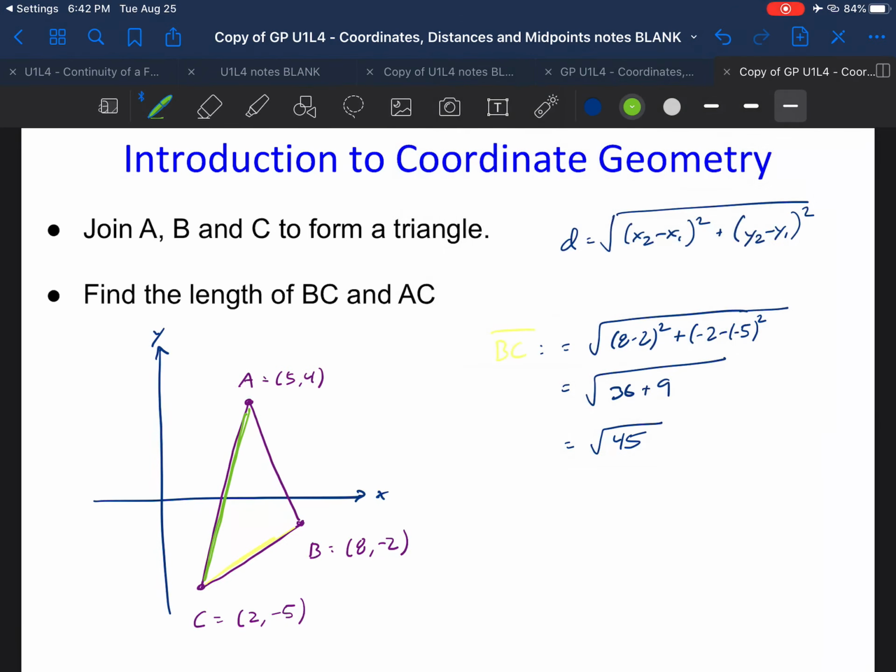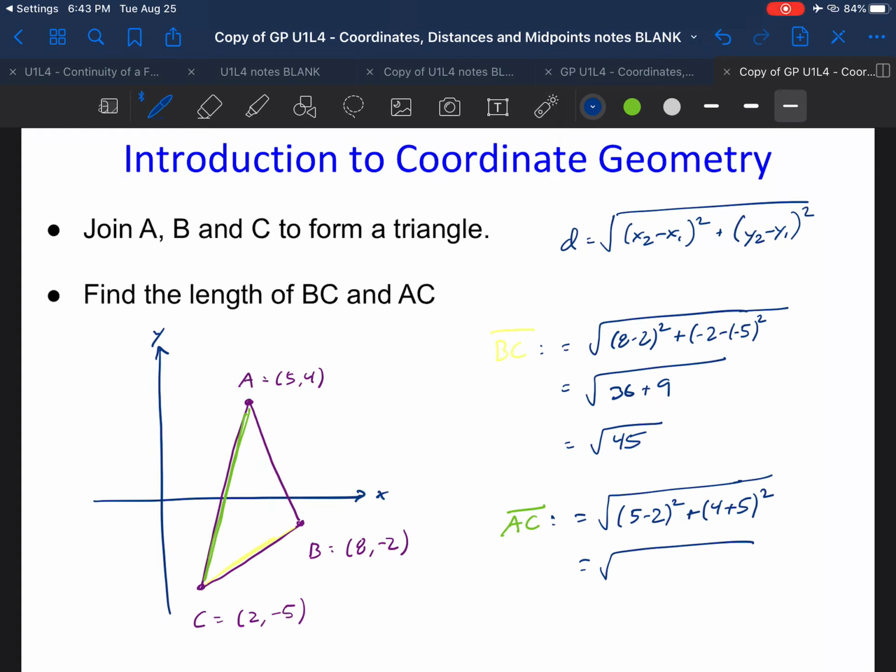Okay. To find the length of AC, I'm going to use the green. It's a lot more visible than the yellow. Apologies for that yellow. Well, that's going to equal, now we need to look at the difference between the x and y values from point A and point C. Okay? So change in x, I'm going to start with A, right? So I'm just going to do 5 minus 2. 5 minus 2 squared, so that's the change in x values squared. For y, I'm going to do 4 minus negative 5. Instead of 4 minus negative 5, I'm going to say 4 plus 5 squared.